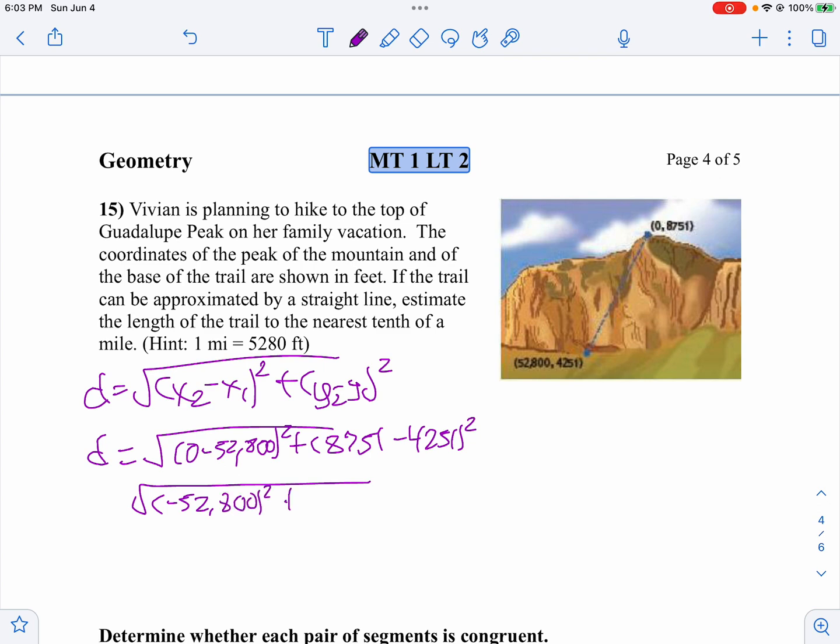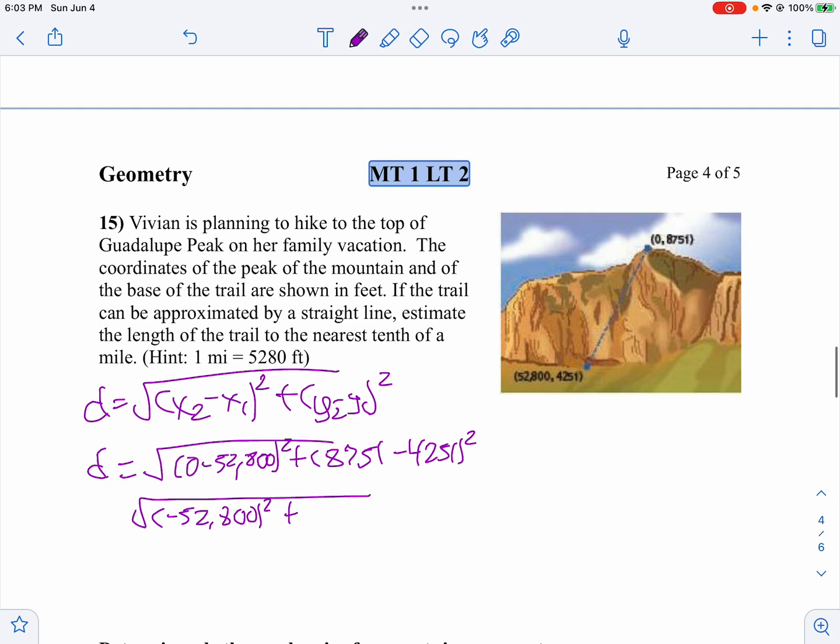I'll square that. And let me see, I notice my 51s cancel. So I get 0, 0. 7 minus 2 is 5. 8 minus 4 is 4. So it's 4,500 feet going up.